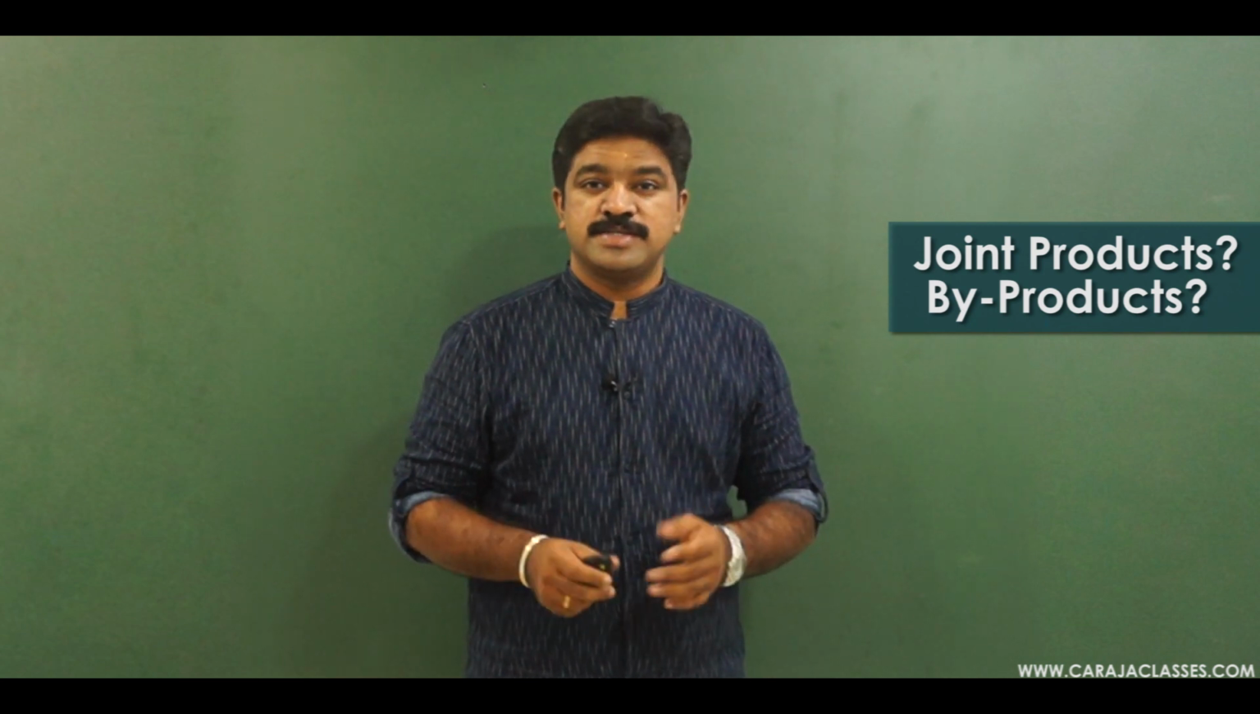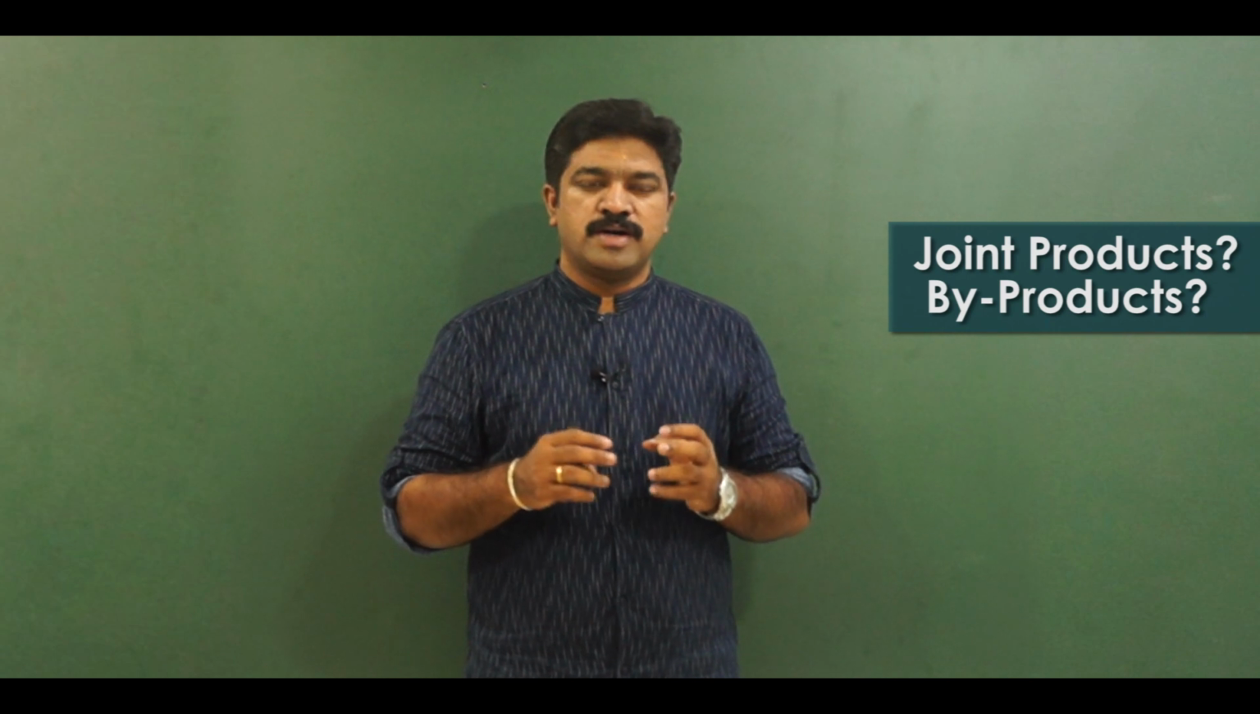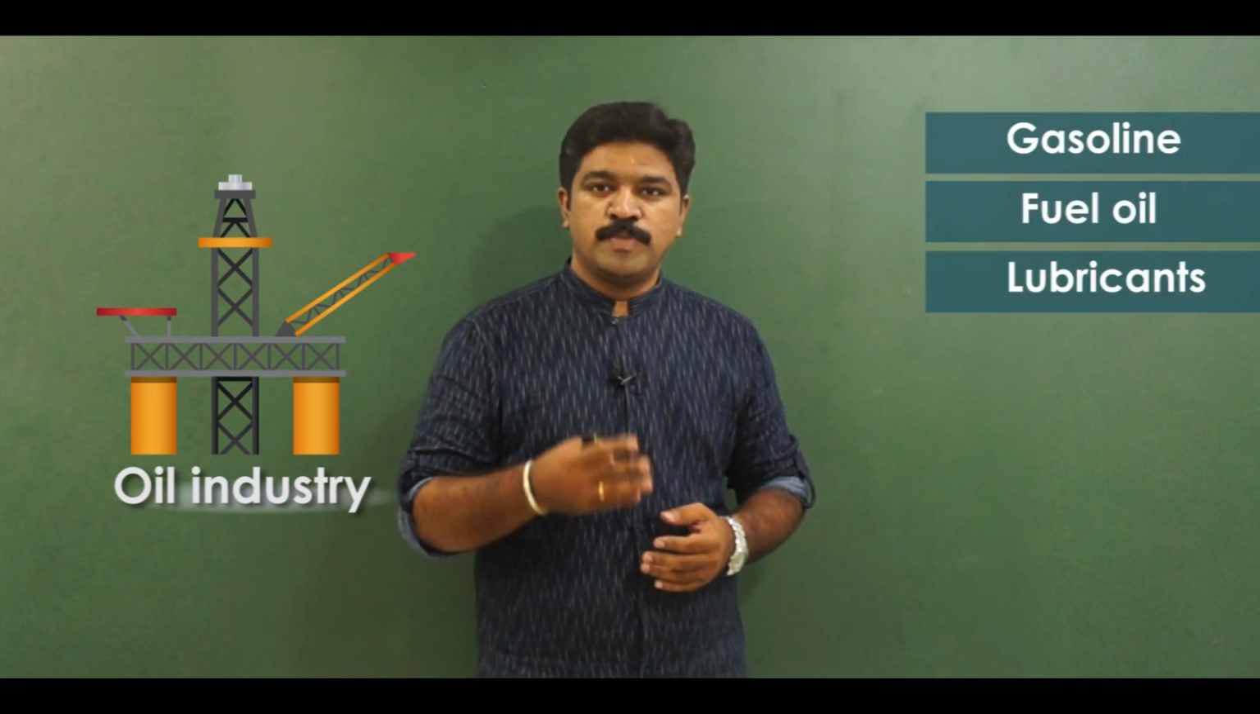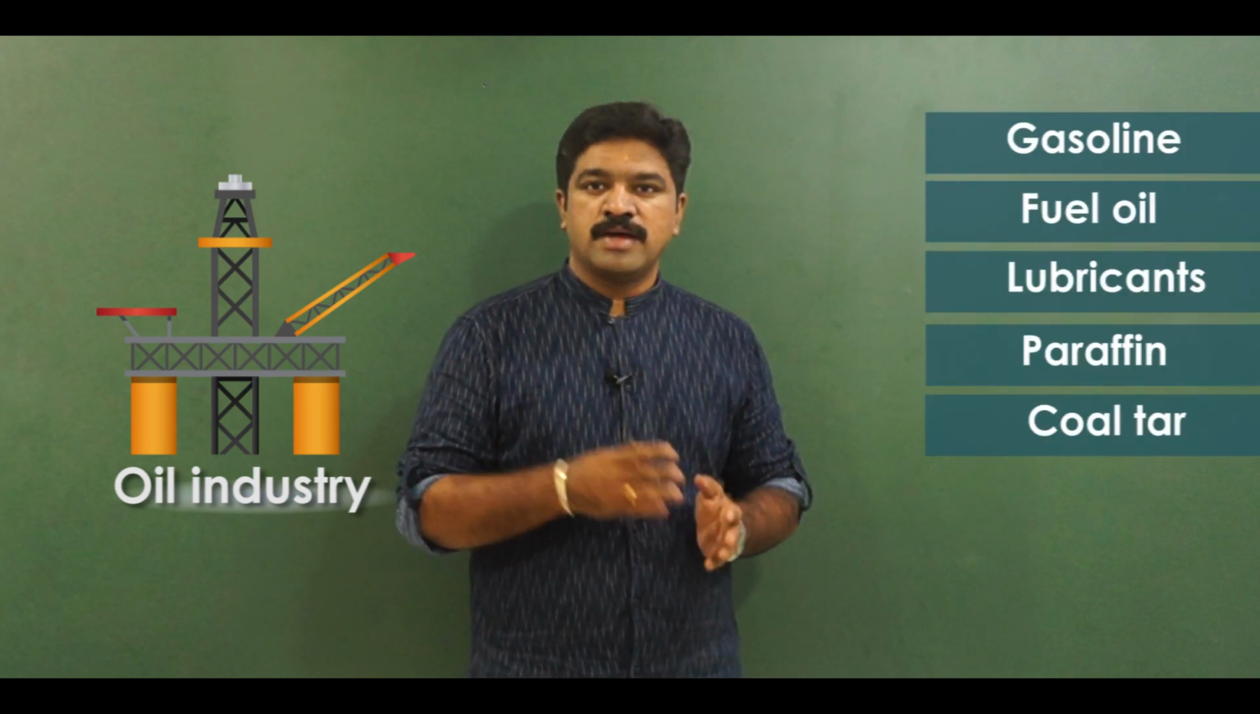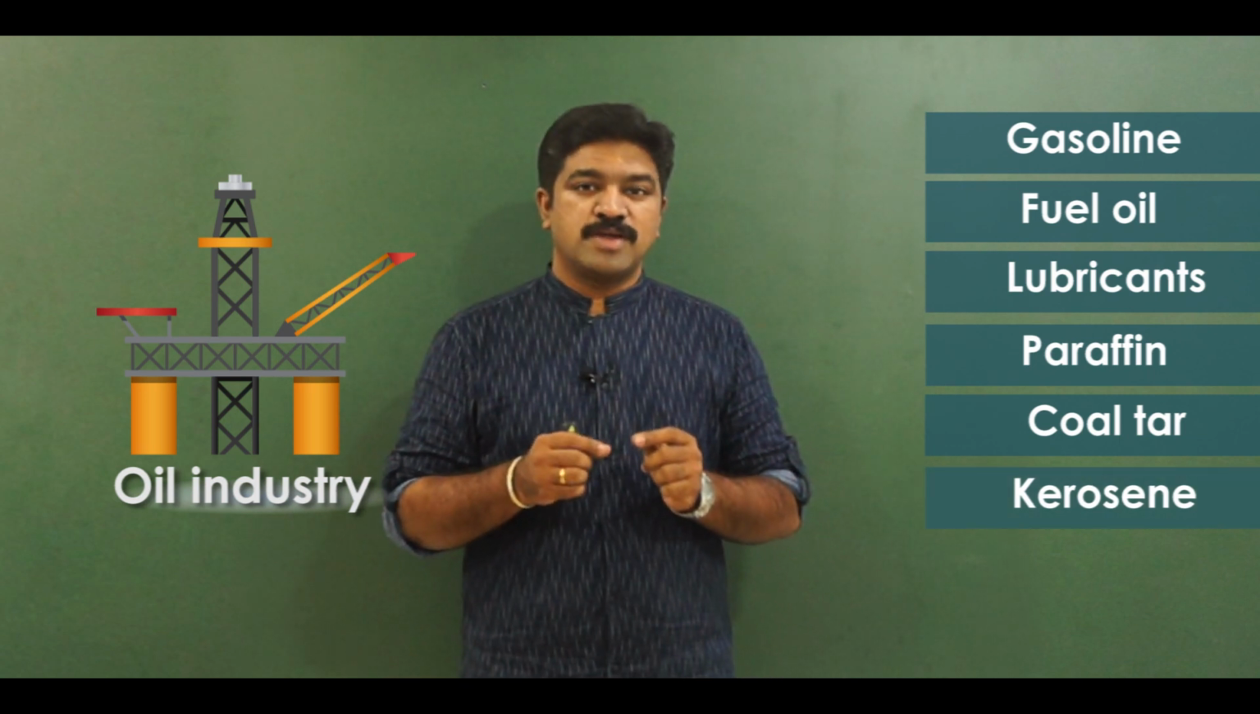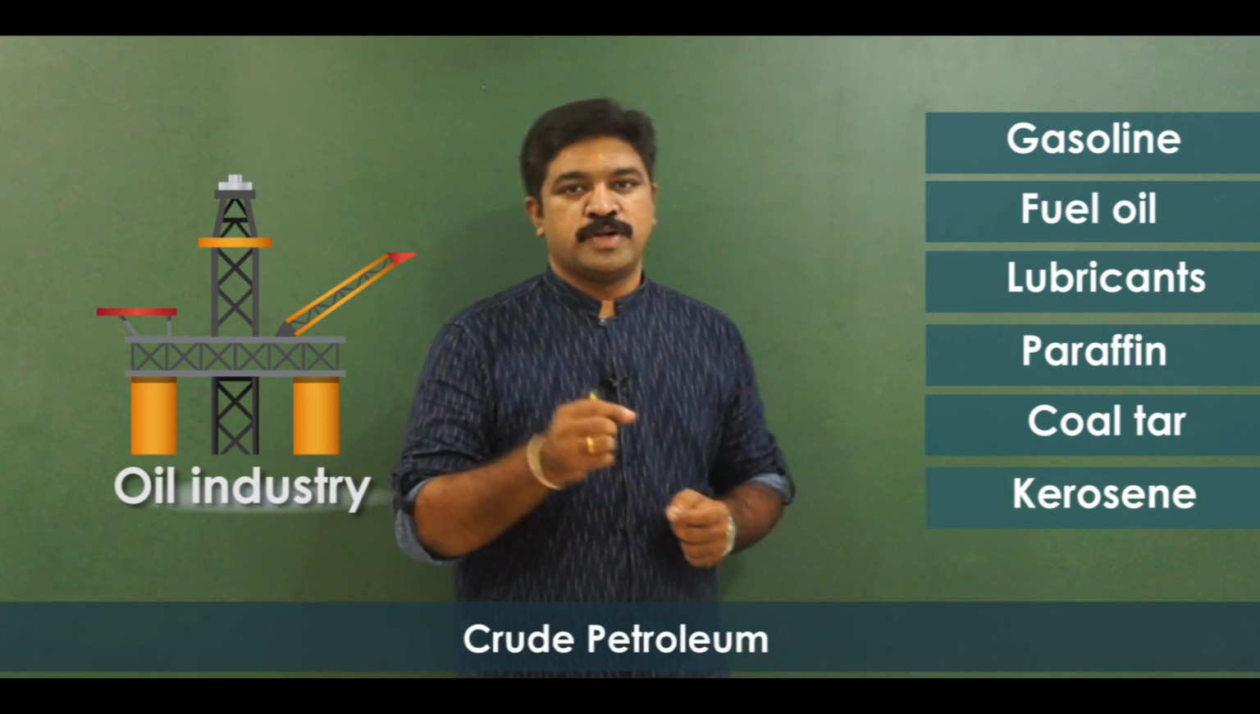In this session, let us understand what are joint products and byproducts. Let's take oil industry for example. Here you can see products like gasoline, fuel oil, lubricants, paraffin, coal tar, kerosene. All these products are produced from crude petroleum.